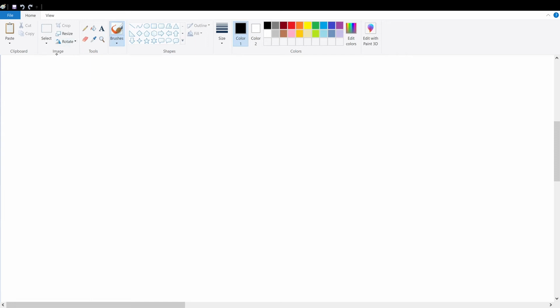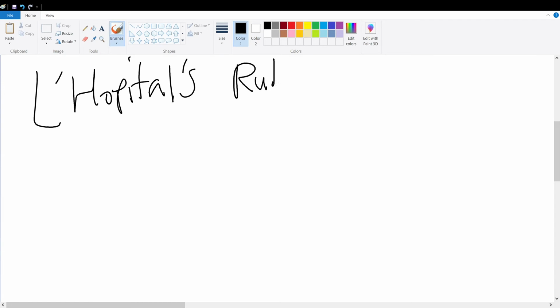Hello everybody, in today's lesson we're going to be talking about L'Hopital's rule. So you might be asking, what is L'Hopital's rule? L'Hopital's rule is used for solving limits. And what type of limits? First of all, we're just going to go over how to use L'Hopital's rule.